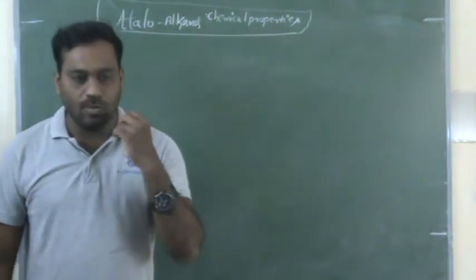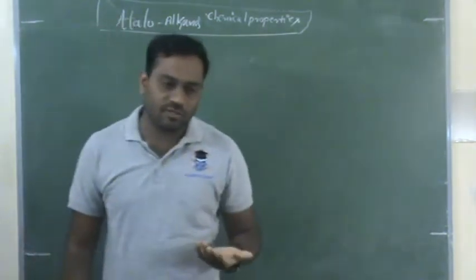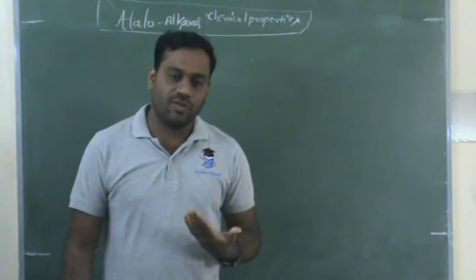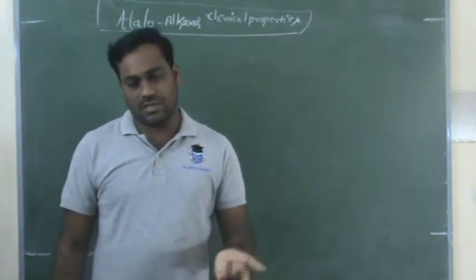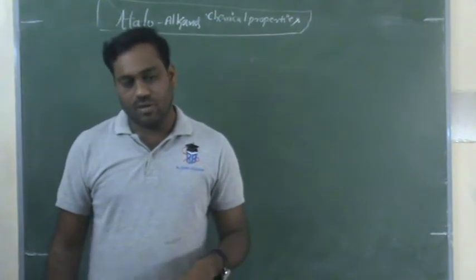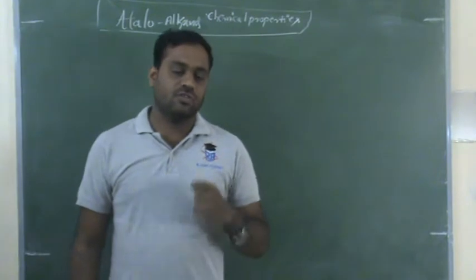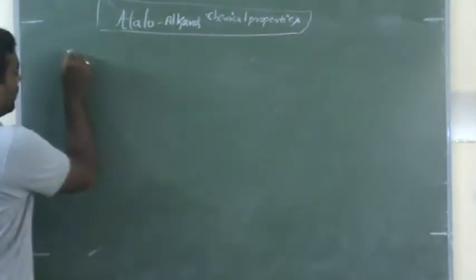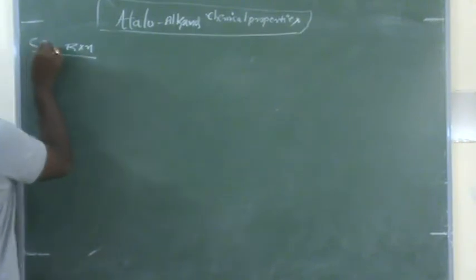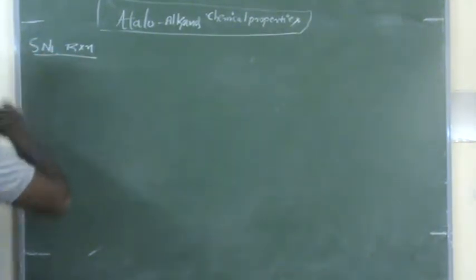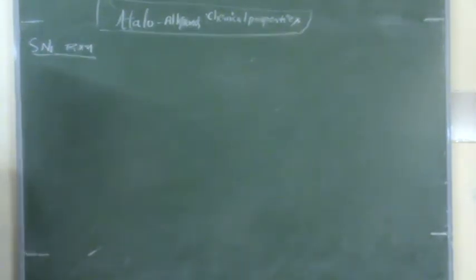One is called the unimolecular nucleophilic substitution reaction. Another one is called the bimolecular nucleophilic substitution reaction, that is, the SN1 reaction and the SN2 reaction. In that, we already started the unimolecular nucleophilic substitution reaction, which we already discussed in the last class, the SN1 reaction.